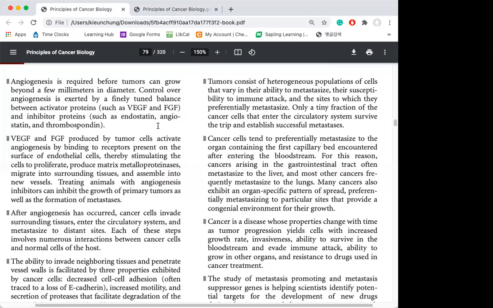VEGF and FGF produced by tumor cells activate angiogenesis by binding to receptors present on the surface of endothelial cells, thereby stimulating the cells to proliferate, produce matrix metalloproteinase, migrate into surrounding tissue, and assemble into new vessels. Treating animals with angiogenesis inhibitors can inhibit the growth of primary tumors as well as formation of metastasis.